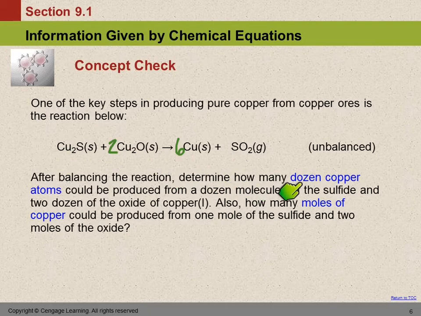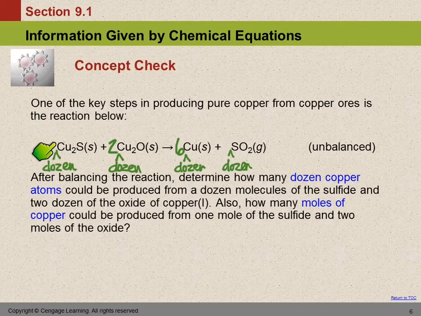What this is saying is, what about if we did dozens? So we can actually just insert a counting unit like dozen in there. Because when we're doing this, all we're doing is multiplying all the coefficients by 12, because that's what a dozen means. So just like we made 100 sandwiches by multiplying all the ingredient amounts by 100, here we're just multiplying by a dozen. So now we say 1 dozen of this reacts with 2 dozen of that.